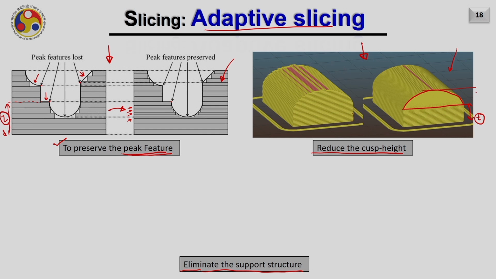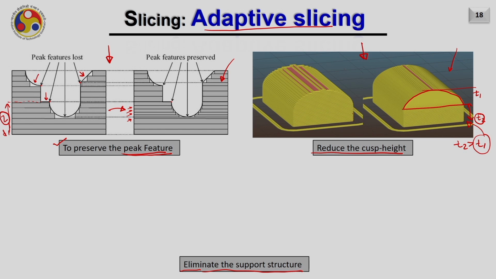For example, the layer thickness here is T1 and here the layer thickness is T2, and we are saying T2 is greater than T1. If we build the entire object by T1, then also we will get the same accuracy on the build part, but we have to compromise in that case with the time to build the part. Therefore, if we use adaptive slicing, we will be able to save a lot of time while we will be able to capture the details of the object appropriately. Also, the adaptive slicing can eliminate the need for support structures.